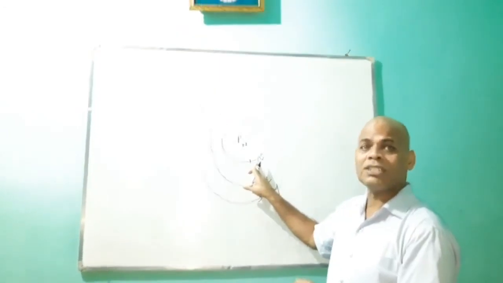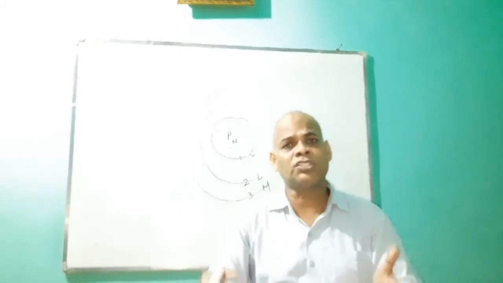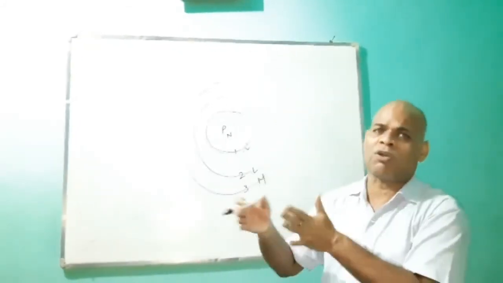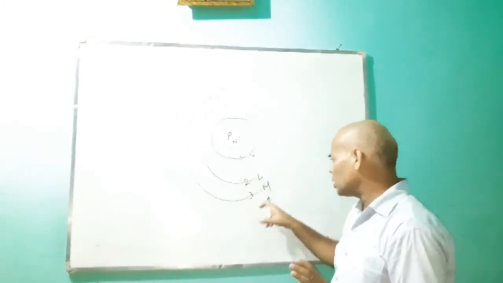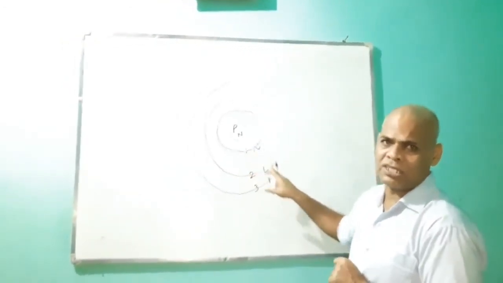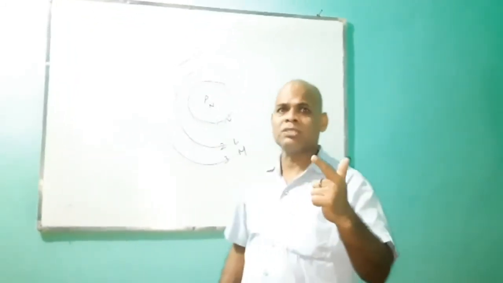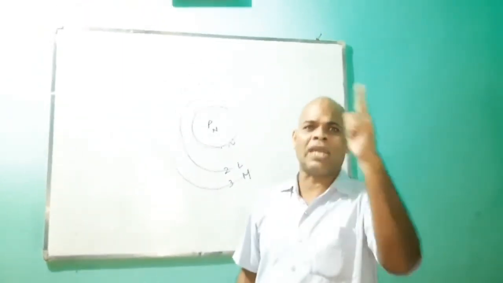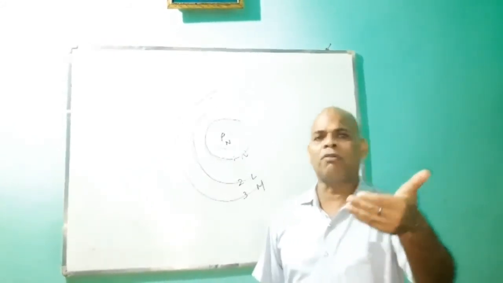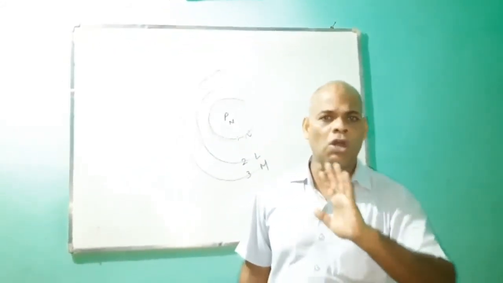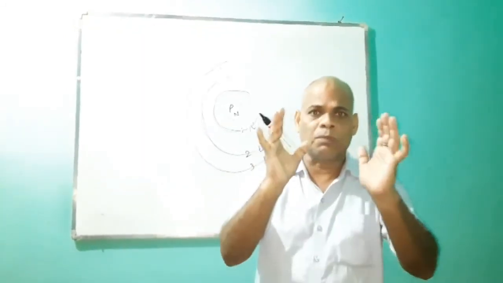Now, the shell which is closest to the nucleus has the lowest energy, and the shell which is farthest from the nucleus has maximum energy. So, out of three shells, K shell has the lowest energy, M shell has maximum energy. And Niels Bohr said, as long as the electron keeps on revolving, the electron will not radiate energy. This is about Niels Bohr.